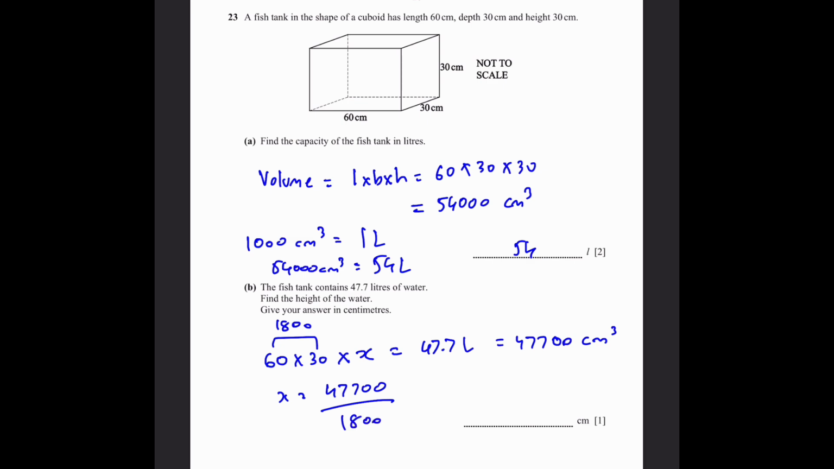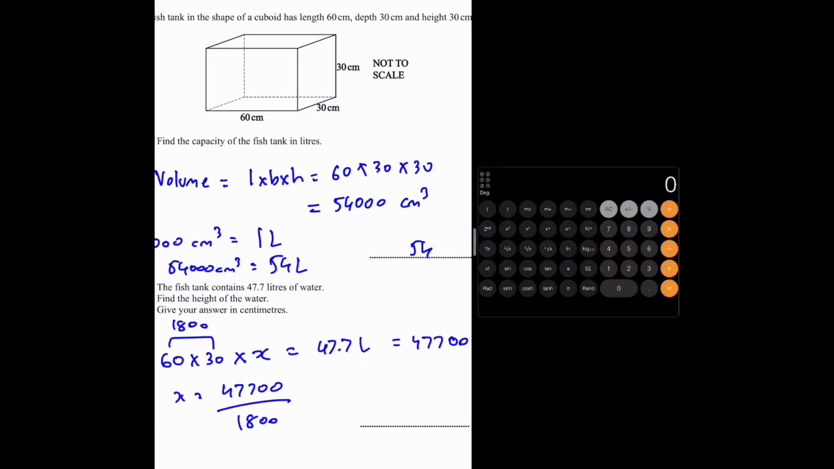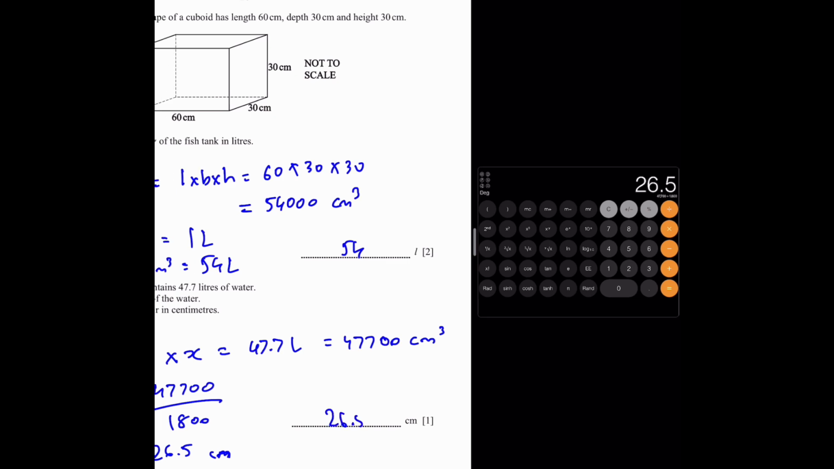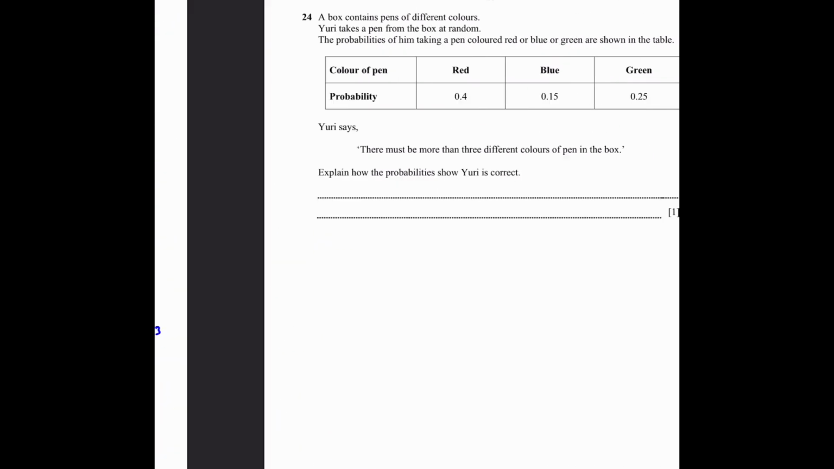So let's do that. Get that calculator out. So 47700 divided by 1800. It's equal to 26.5 centimeters. So that's the height of the water. Now let's move on to question 24.